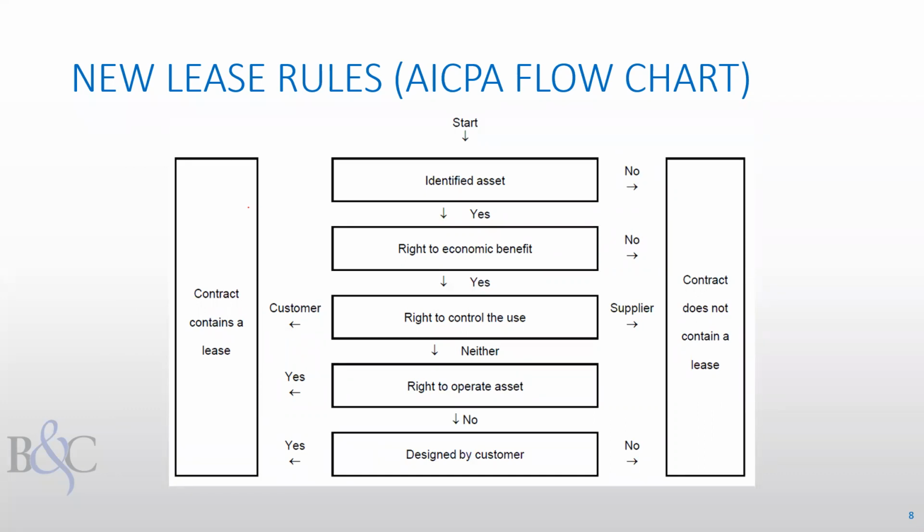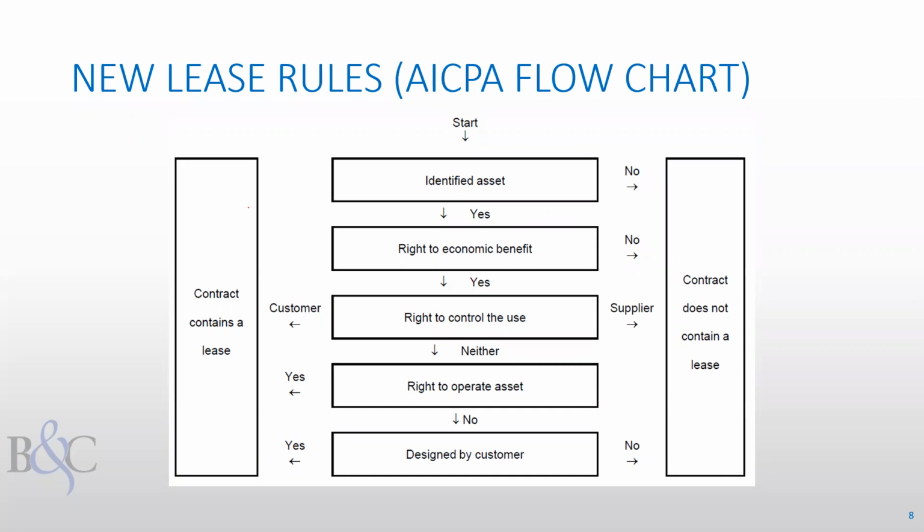Just an example here, if you have a vehicle lease for, let's say, a 5-year term, you walk through the process here. Do you have an identified asset? Yes, you have the vehicle. Do you have the right to economic benefit from the vehicle? Yes. Do you have the right to control the asset, the vehicle? Yes. Then you have a lease.